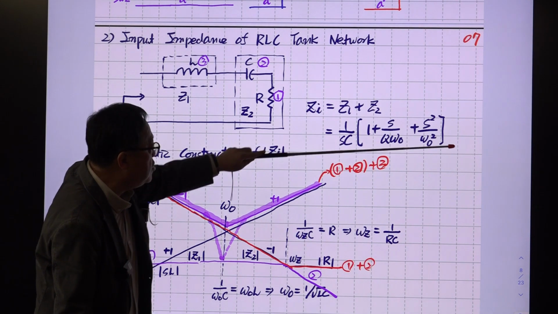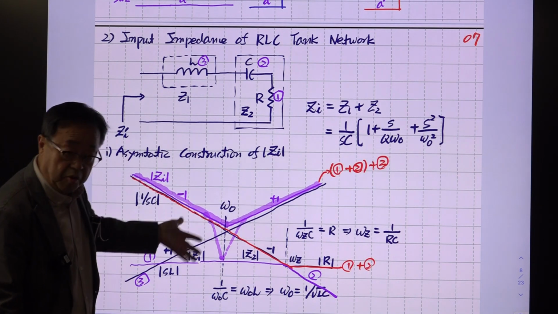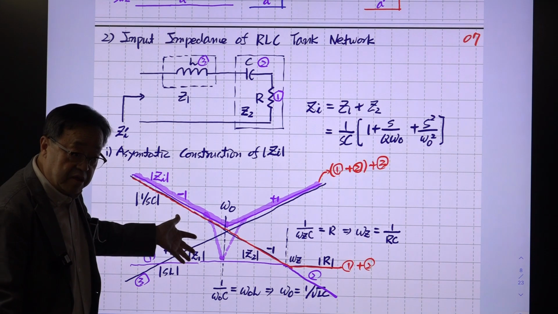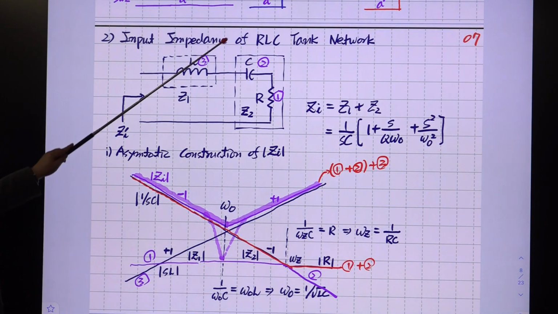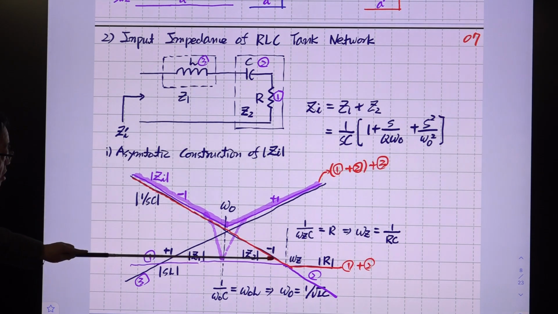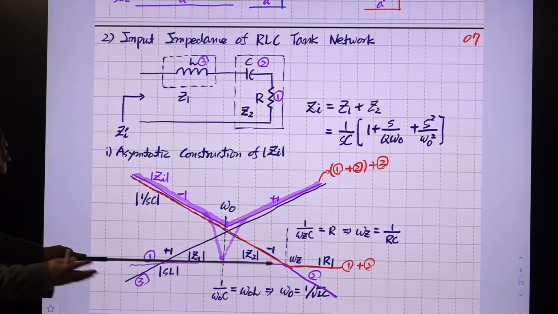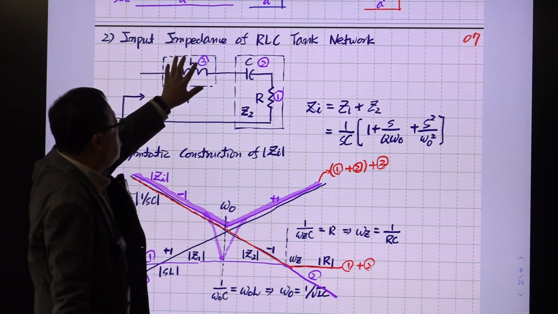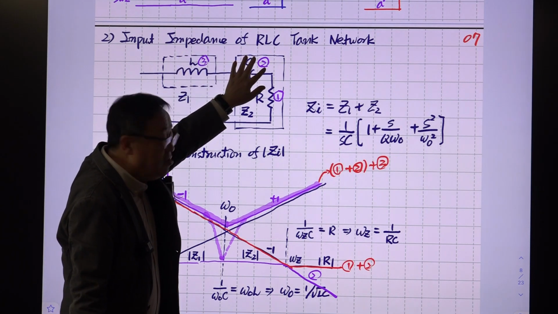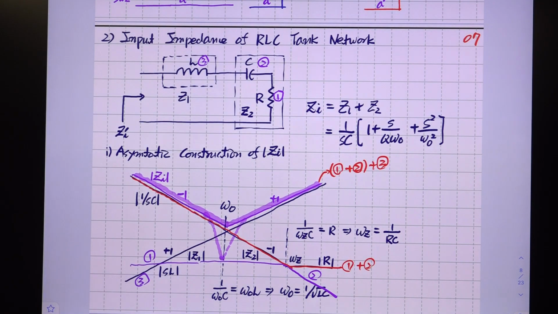Okay? So this equation is constructed from this asymptotic plot of the magnitude, right? Still at this frequency, the magnitude of this input impedance should touch this minimum point of R. Right? That is so obvious at the resonant frequency. Reactance of this thing, they cancel each other. So the remaining is only R, right? So this is constructed asymptotic plot.